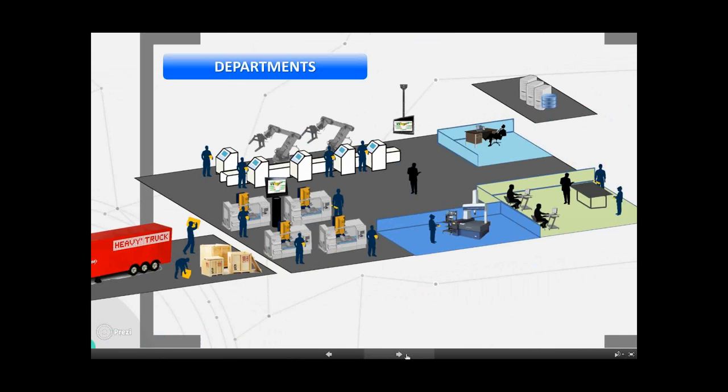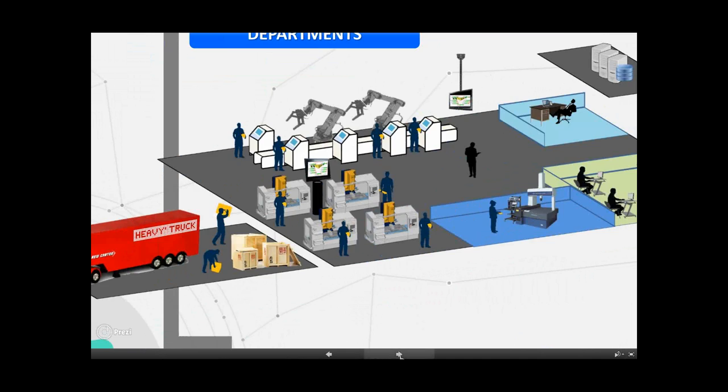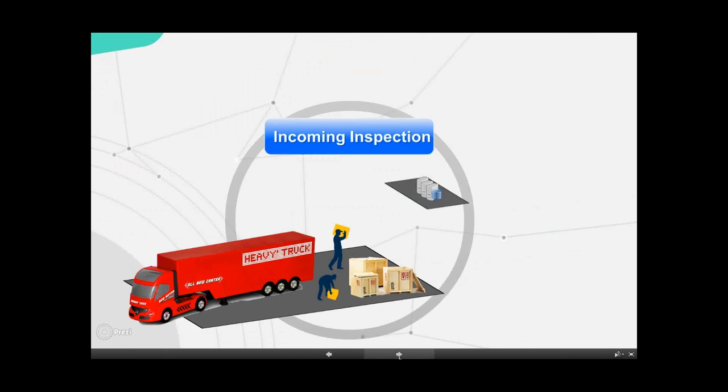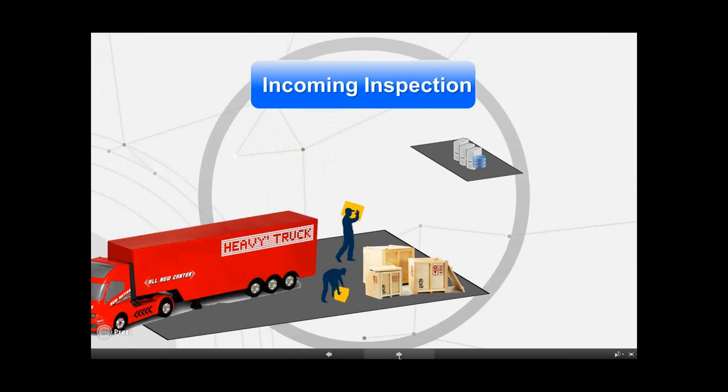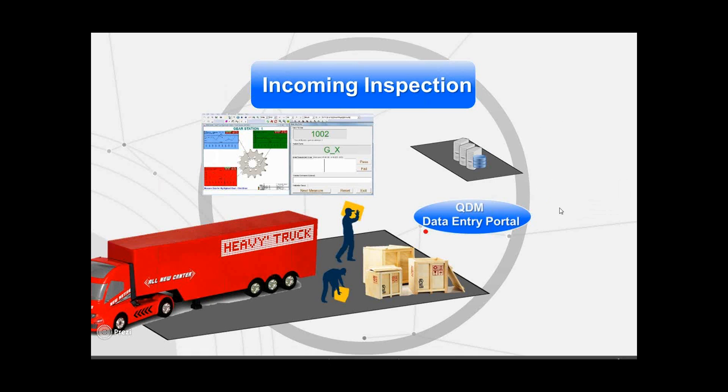So digging in a little bit, once again, here's our generic plant floor layout. All right, so digging into incoming inspection. The incoming inspection kind of specifies this is where the blanks, the raw steel is coming in, the unfinished parts. So what we're going to do now is we're going to introduce you to the QDM data entry portal. And I'm going to go ahead and pass it over here and be able to show you an example.